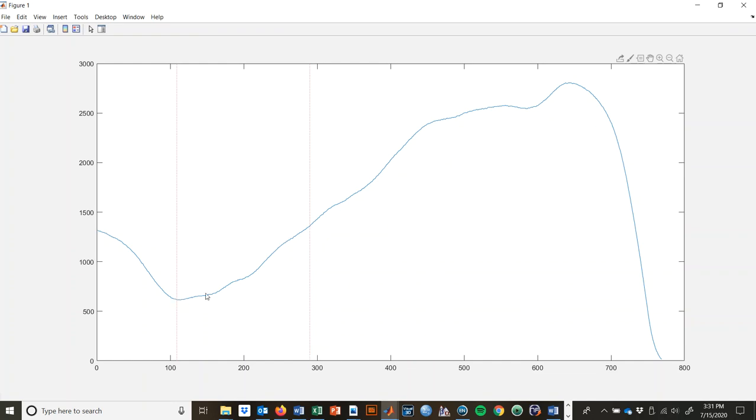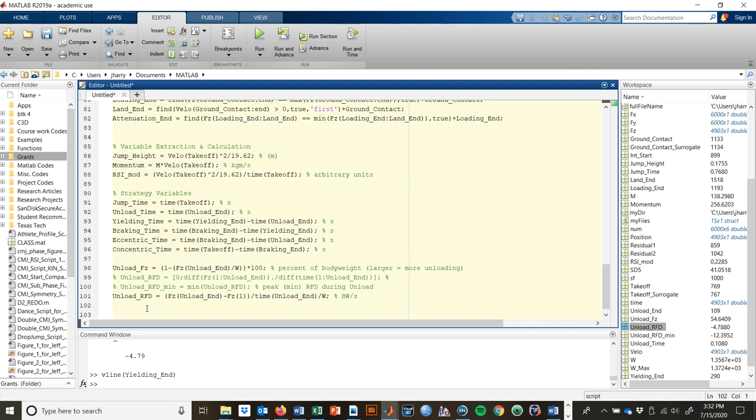So we're going to skip right to the average rate of force development in this eccentric yielding phase. Now you could go through the processes we outlined for the unload phase to get the point-to-point rate of force development and then pull out a peak if you wanted to, but we're going to stick to the average rate of force development. So to do that, we'll do it just like we did with the unloading. What we'll do is take the force value at the end of yielding. We'll subtract out the force value at the end of unloading.